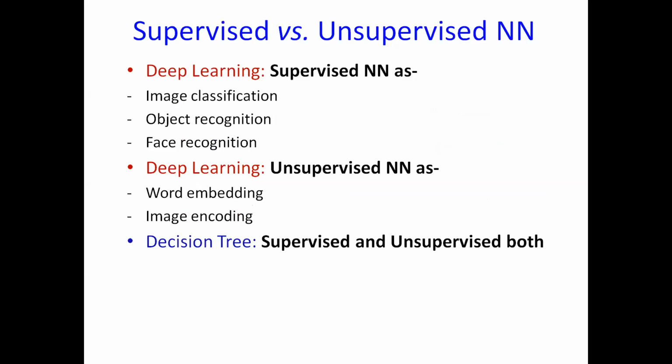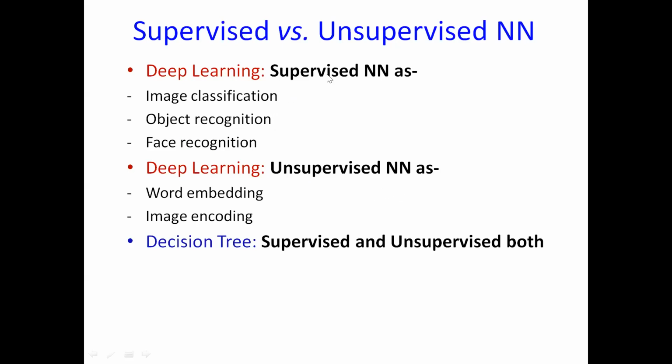And moving on, there is deep learning, which is very popular these days. You may have heard this particular term, and I would like to mention that deep learning is a very popular, very trendy one for today's market. This deep learning can be used as a supervised neural network as well as an unsupervised neural network, right?